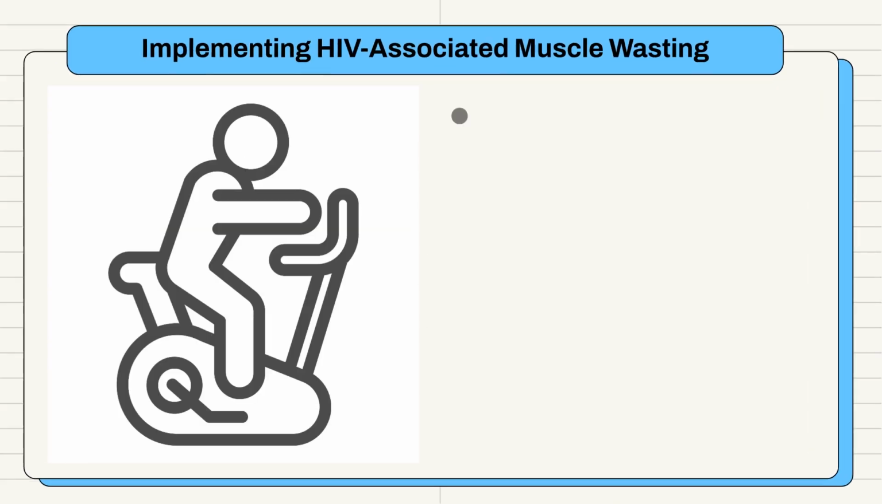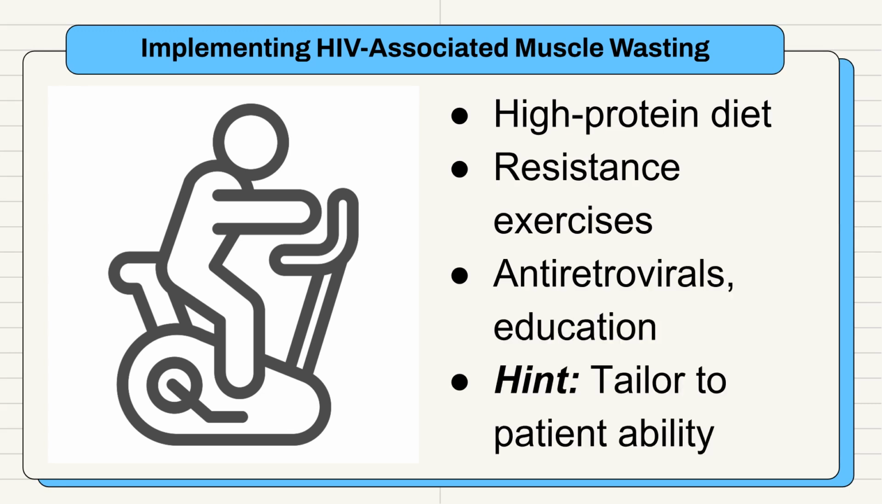Time for implementation. Introduce cachexia, our key term. It's severe muscle wasting and weight loss from chronic illness like HIV. Your interventions include collaborating with a dietitian for a high-calorie, high-protein diet. Think protein shakes or nutrient-dense meals. Encouraging resistance exercises like light weightlifting, tailored to the patient's ability. Administering prescribed medications like antiretrovirals to manage HIV progression. Educating the patient on energy conservation, like pacing activities to avoid fatigue. For example, if your patient struggles to walk, suggest short, frequent walks with rest breaks. These actions address both symptoms and causes of muscle wasting.